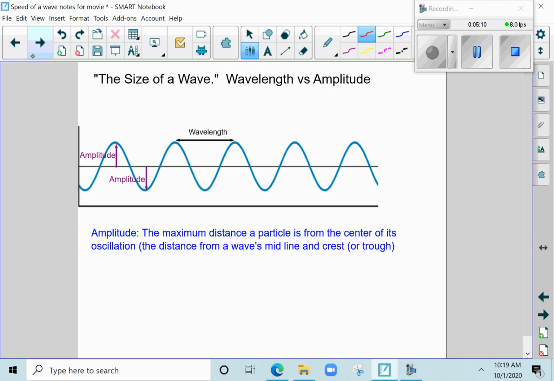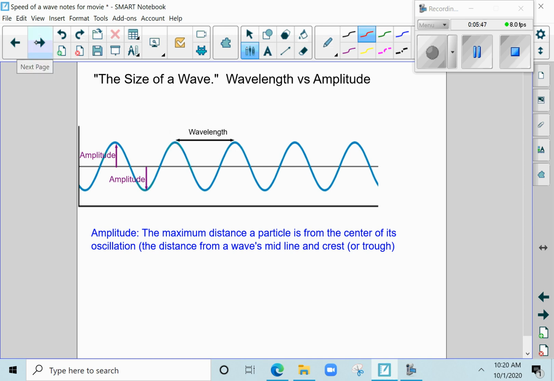The size of the wave is a hard thing to describe because waves actually have two sizes. We have the length of the wave, and we also have the maximum distance that the particles have moved from the middle of the wave. The maximum distance that the particles move is called amplitude. That has nothing to do with the wavelength. The length of the wave is the distance between one crest and another. It's the distance a wave has to travel to complete one cycle. Amplitude is just the distance that the individual particles have to move.